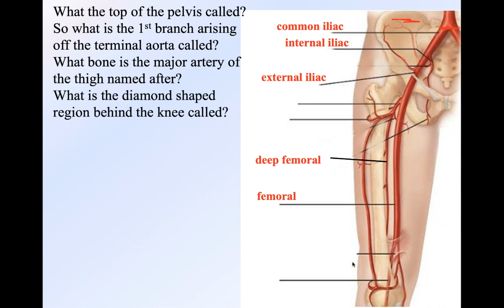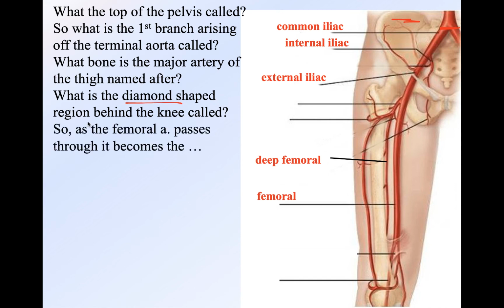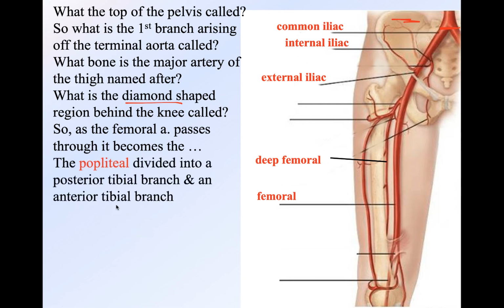If we look behind the knee, then we notice that there's a diamond-shaped region back there. It's referred to as the popliteal region. And so as the femoral artery passes through that region, well, it becomes the popliteal artery. And it's going to divide quickly into a posterior tibial branch and an anterior tibial branch.